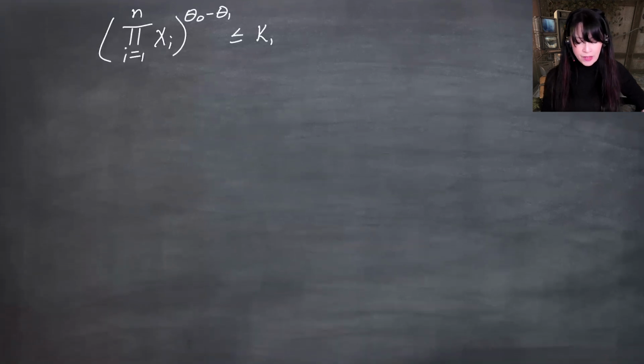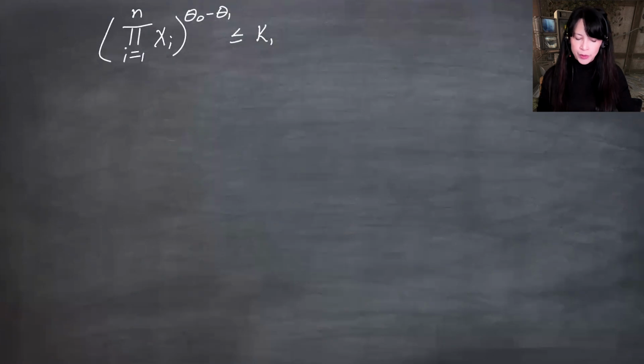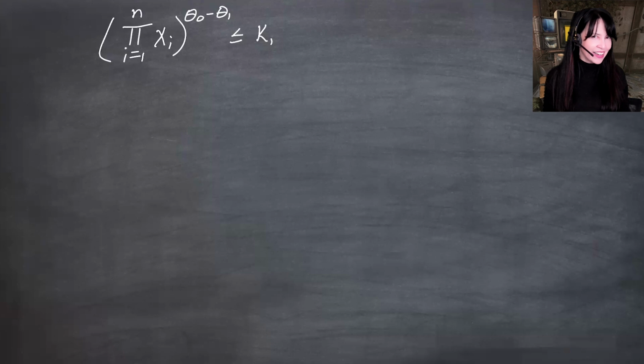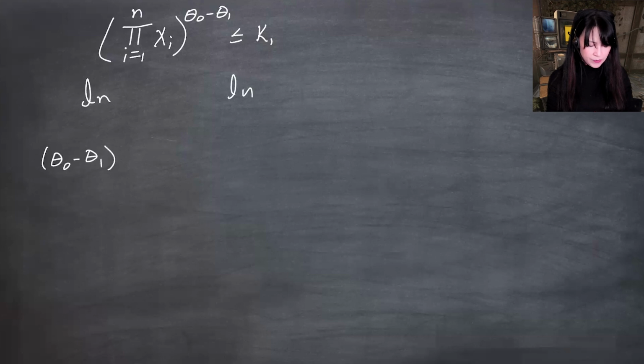So how are we going to deal with this exponent? We could try to take the 1 over theta naught minus theta 1 root on both sides, but knowing what's coming ahead, like us having to find that k, I would like to not be dealing with a product of random variables, but a sum. So I want to take the log on both sides. The log is a nice monotone function. On the left side, we get to bring down that exponent, theta naught minus theta 1. The log of the product is the sum of the logs.